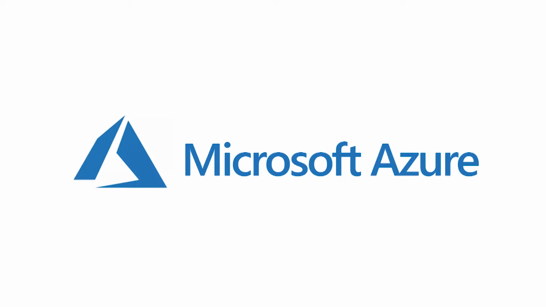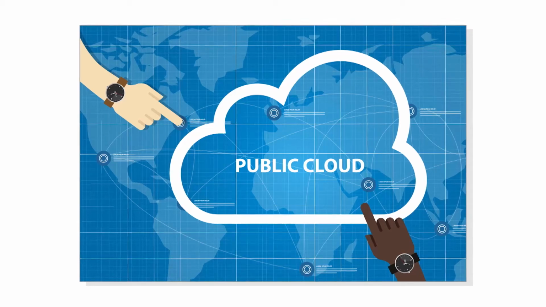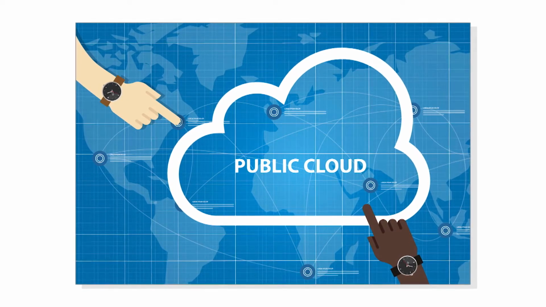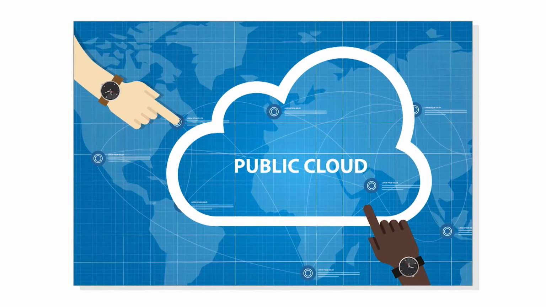With a public cloud, all hardware, software, and other supporting infrastructure is owned and managed by the cloud provider. You access these services and manage your account using a web browser. In the public cloud model, a third-party cloud service provider delivers the cloud service over the internet.